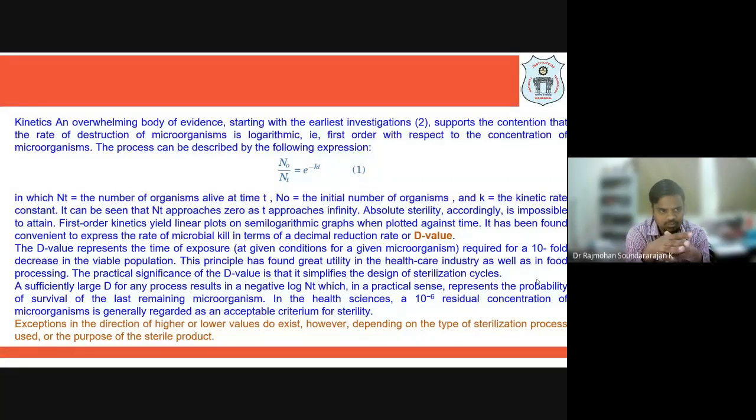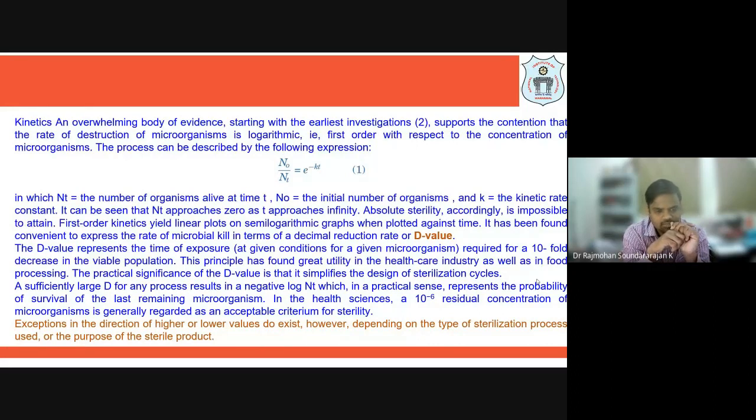Okay, so that is the kinetic part we know. So absolute sterility accordingly is impossible to attain. First order kinetics yield linear plots on semi-logarithmic graphs when plotted against time. So it has been found convenient to express this rate of microbial kill in terms of a decimal reduction rate, which is called the D value.